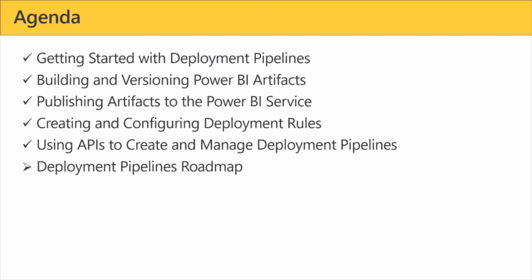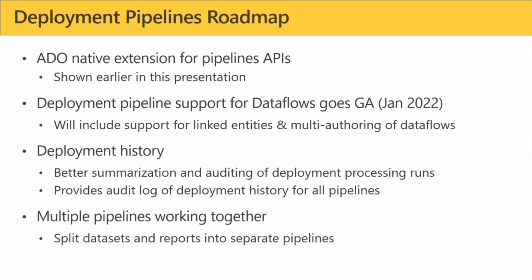Okay. Just the last slide to wrap up, what are things to look forward to? And that is first what I just mentioned, the Azure DevOps native extension for the pipeline APIs. Also what we're planning for January of next year is to have our dataflow support in deployment pipelines go GA. So in preview, we haven't supported linked entities or multiple authors editing a data flow at one time, but we will be adding that support for GA.